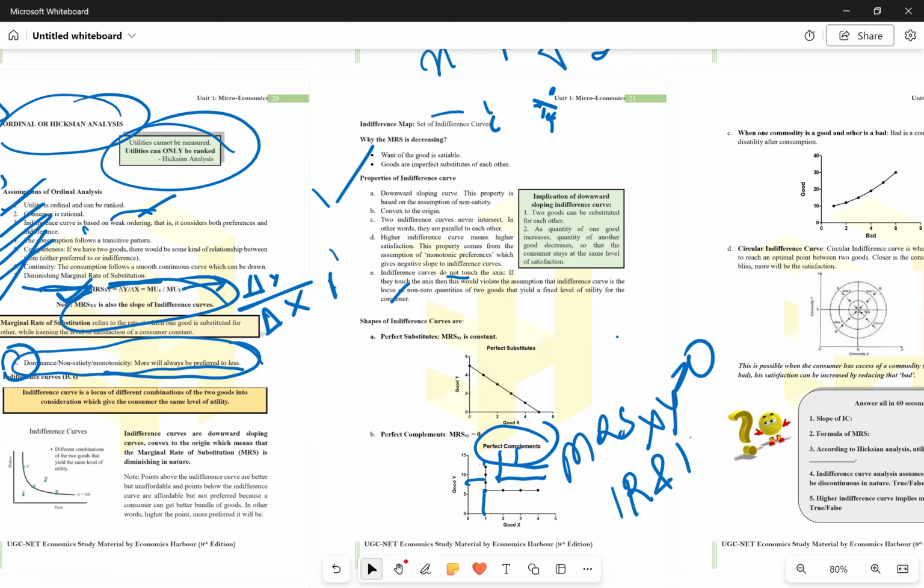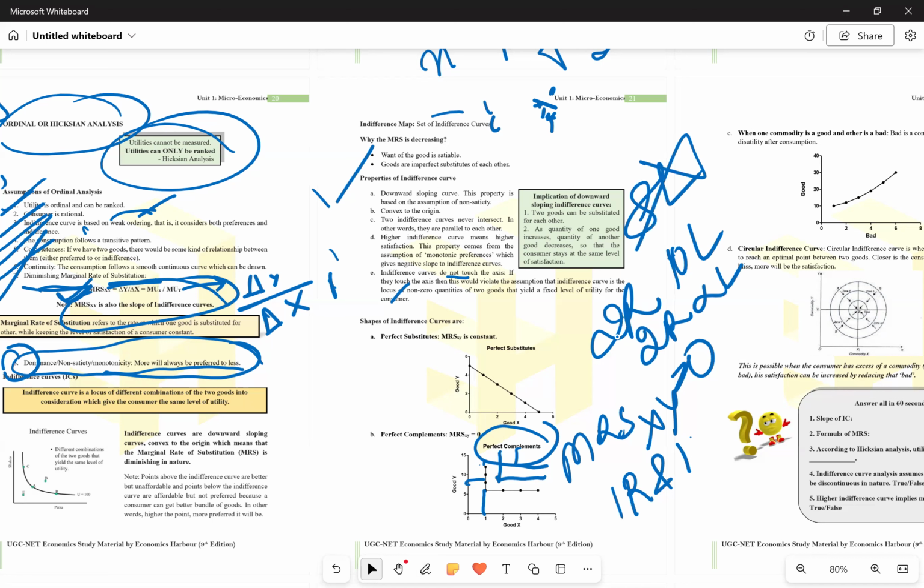Similarly, if you have two right shoes and 10 left shoes, how many would be useful for you? It will be two right and two left. The rest 8 left shoes would be useless. It won't matter to you. Okay?